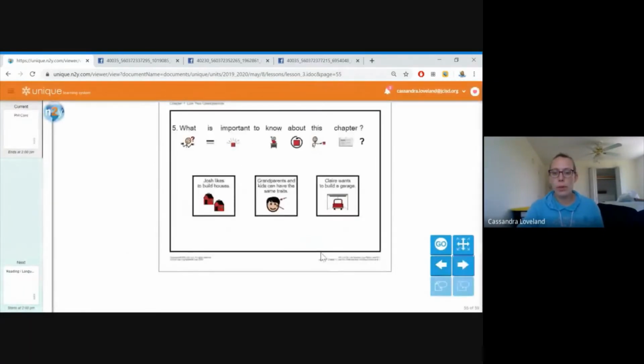What is important to know about this chapter? Is it important to know that Claire wants to build a garage? Yes or no? No. Is it important to know that grandparents and kids have the same traits? Yes or no? Yes, grandparents and kids can have the same traits.